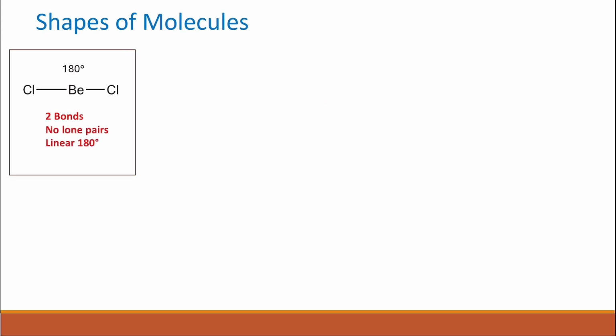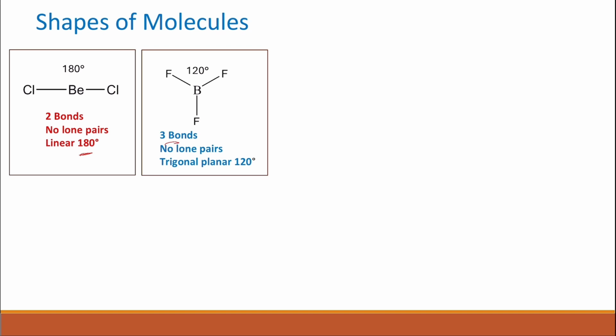So the shapes of molecules, you need to memorize these ones. Because you're going to identify based on the shape they give you, you're going to calculate the number of bonded pairs, number of lone pairs, and then you need to say what is the shape, what is the bond angle. So if you have two bonds with no lone pair of electrons, the shape is going to be linear and the angle is 180.